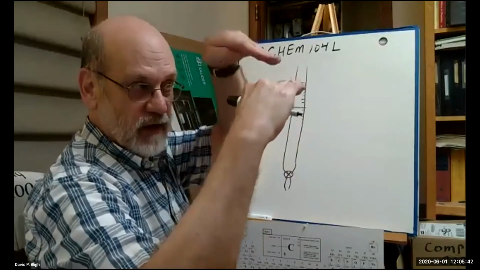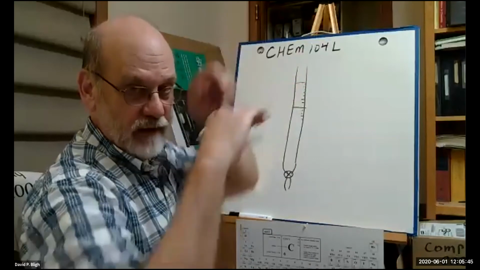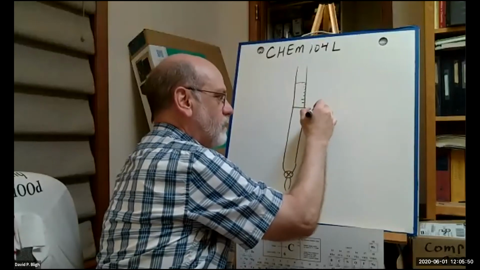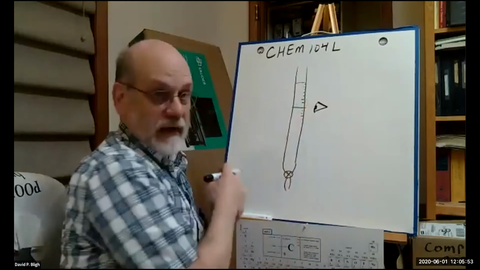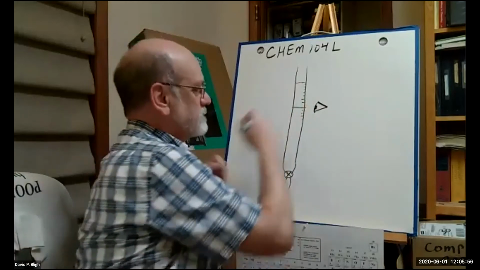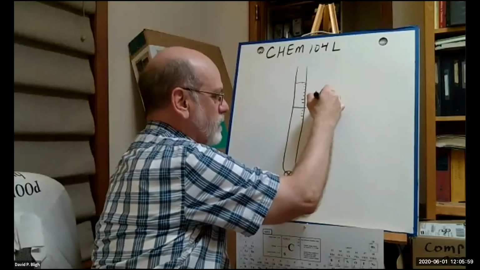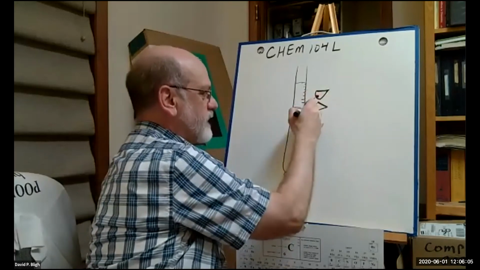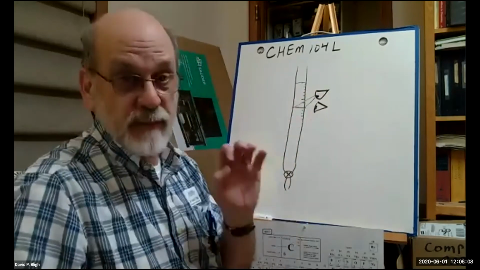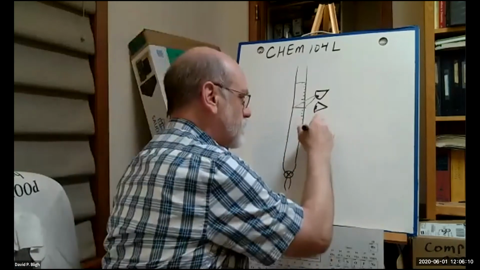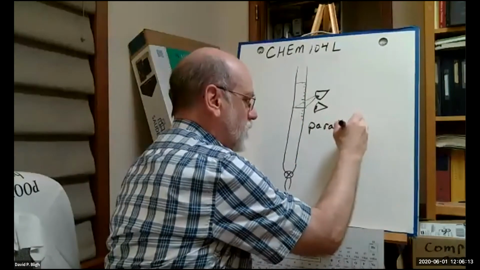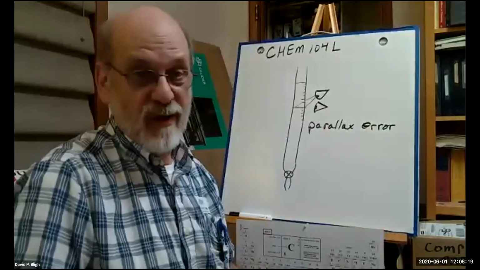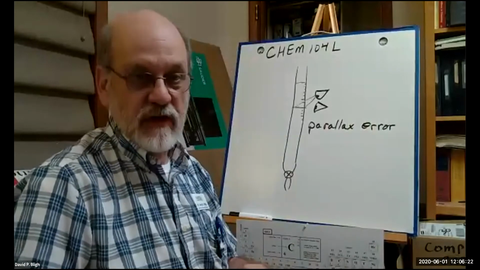If you're looking at it up here, you're seeing both lines, front and back. So your eye needs to be here, level. What if it's not? What if your eye's up here? You're seeing that line, you're seeing that line. This has a special name. It's called parallax error. Parallax is an astronomical term.